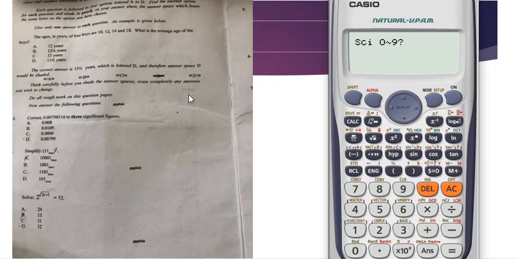So we are to correct to 3 significant figures. So 3, from 0 to 9, all you have to do is just click on 3, because you are correcting to 3 significant figures. So click on 3. After that you just punch in these values.